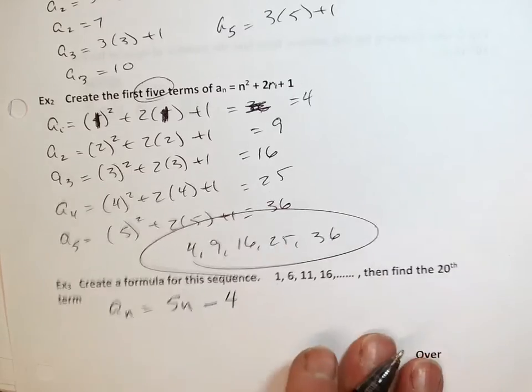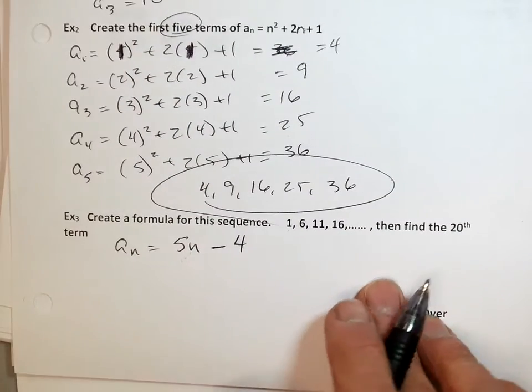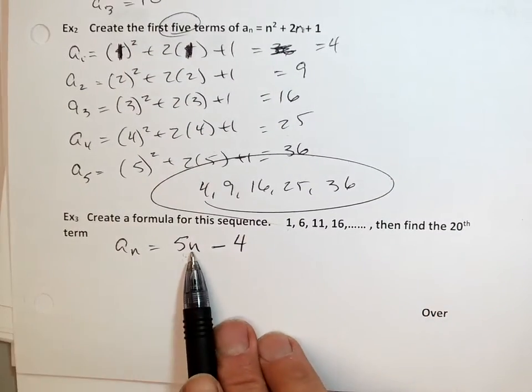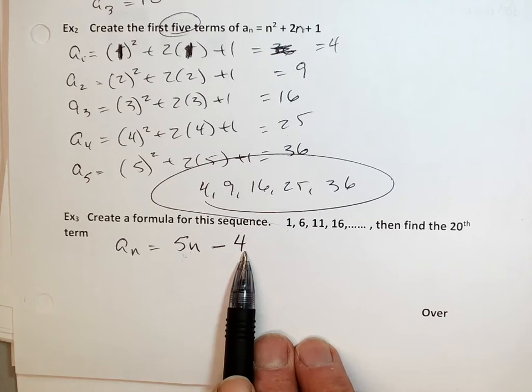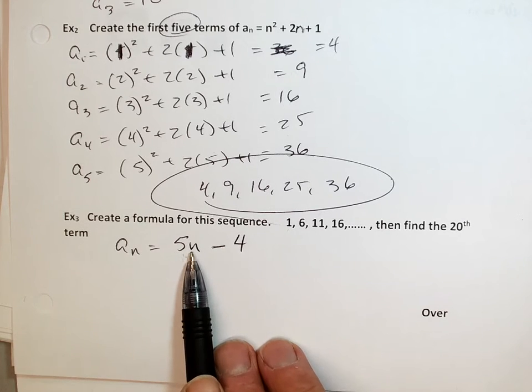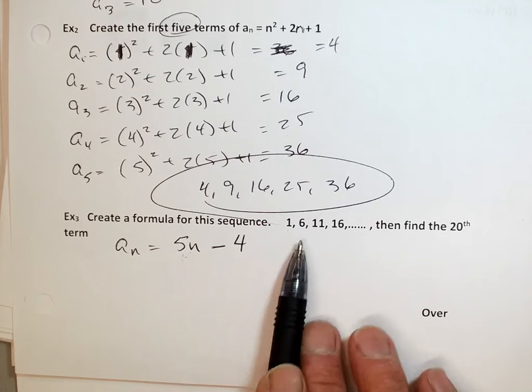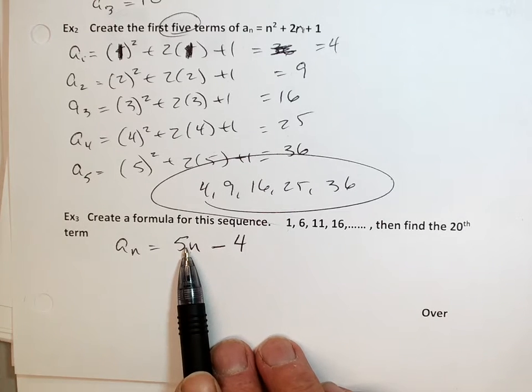So this is where it gets hard because you got to think. I think it's always a bummer, but check it out. If I plug in 1, 5 times 1 is 5 minus 4 is 1. Plug in 2, I get 10 minus 4 is 6. Good. If I plug in 3, I think it's going to work, right? Okay, so there's my formula.